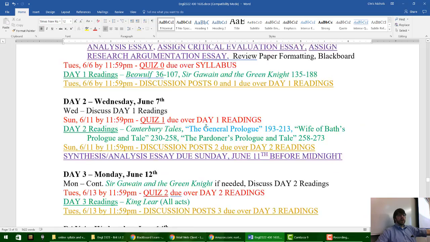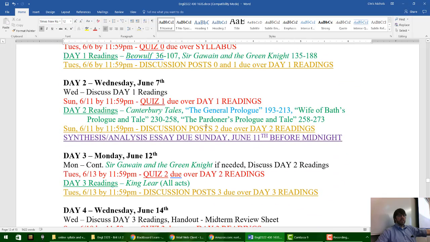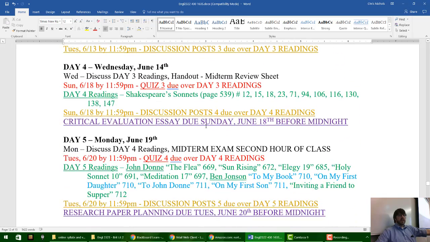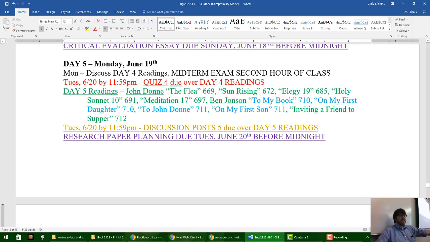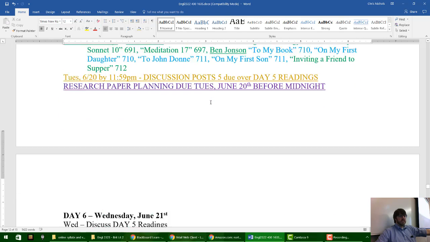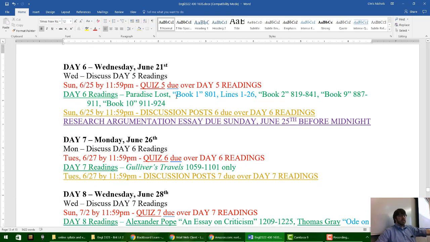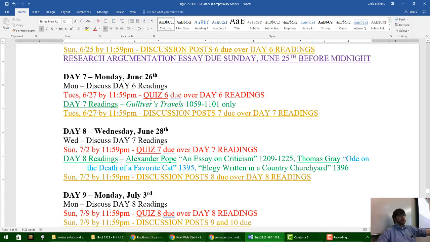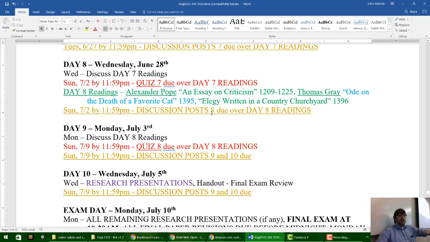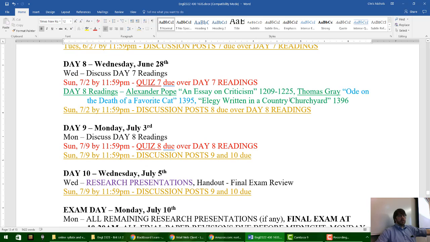And the ones that are long are Beowulf, Sir Gawain, Canterbury Tales, King Lear. The sonnets are real short. They're only 14 lines apiece, and they may take up maybe 10 pages. John Donne's poetry is really short, so is Ben Jonson's. Paradise Lost is long. Gulliver's Travels is like the first chapter of a novel. And Alexander Pope and Gray, those are very, very short, so that won't take you any time. So the length is the real issue here.